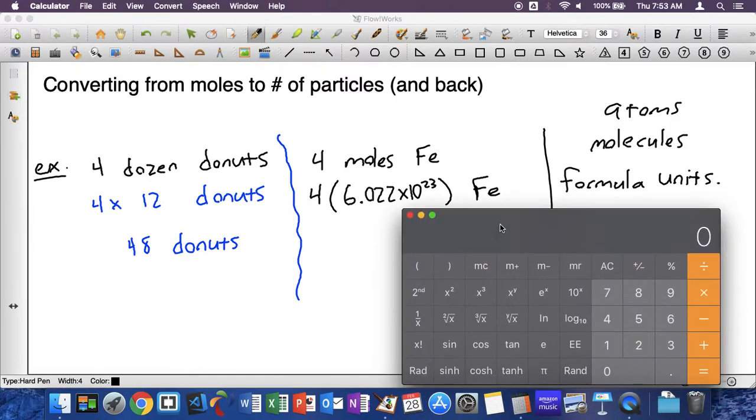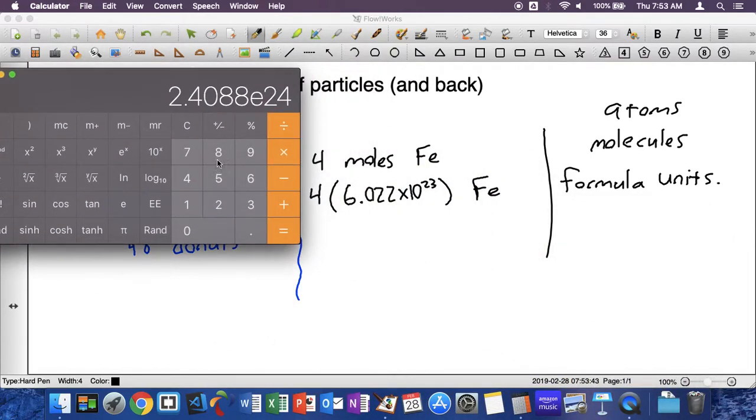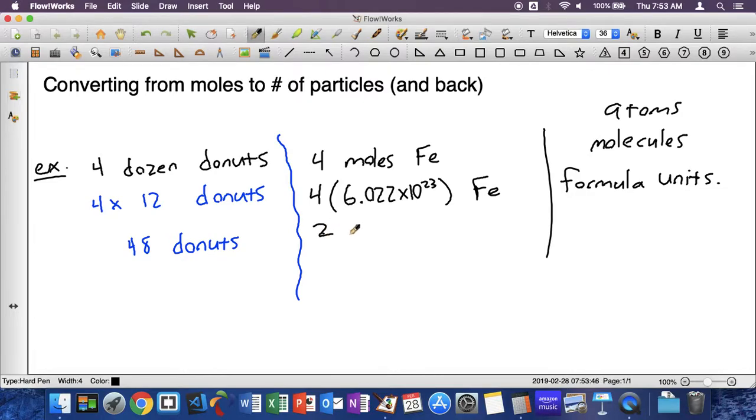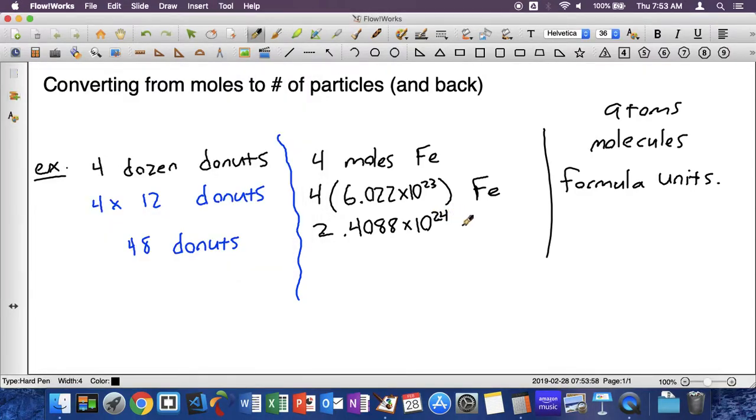Now the way to do that is to use that special scientific notation button. So we're going to take 4 times 6.022, and then you just hit E23. Hit equals, that gives me 2.4088 E24, and the way to actually write that on the paper is 2.4088 times 10 to the 24th atoms of iron. And it's pretty much as simple as that.